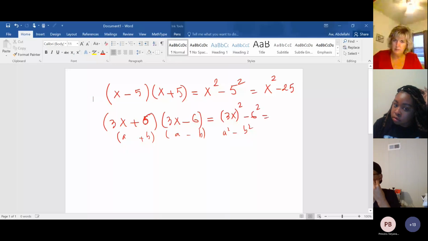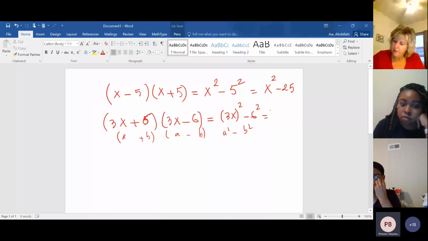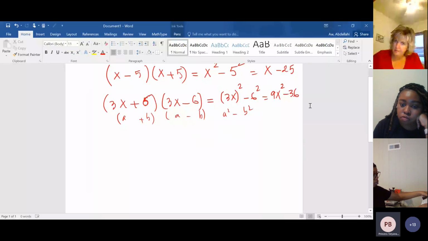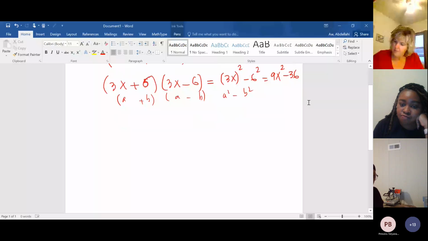And when you square 3x, you have to square both of them. You have to square the 3, and you have to square the x. It's going to be 9x squared minus 36, okay? All right, so we did that last time. So now we can go ahead and continue briefly.